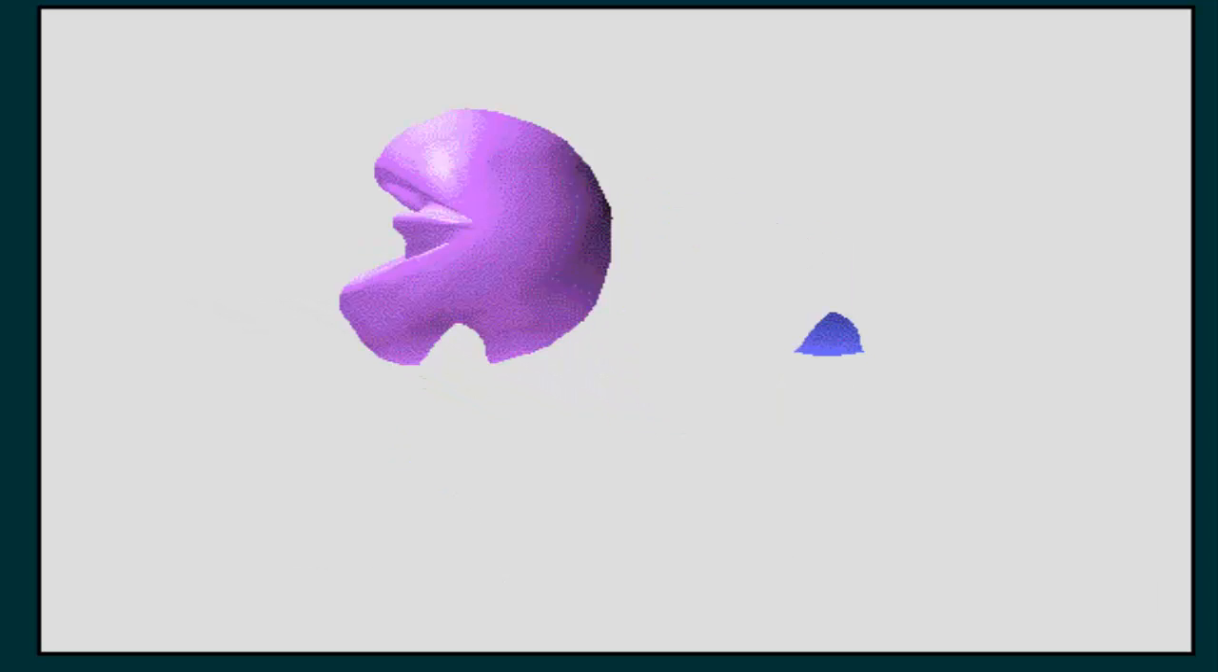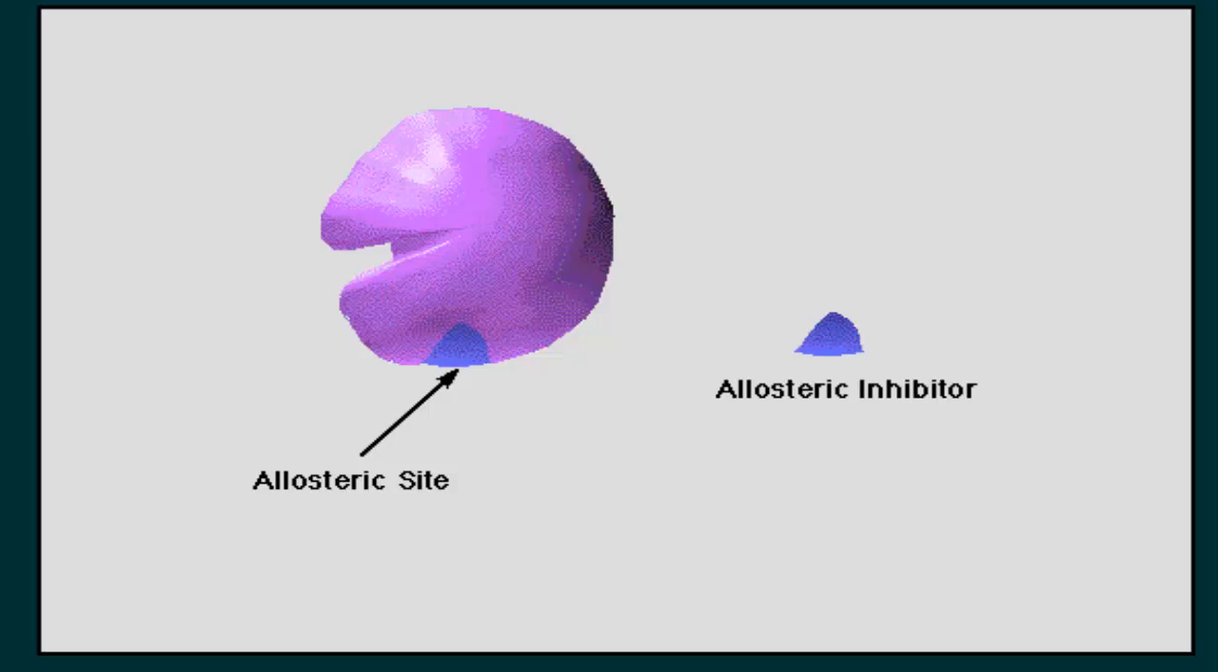The receptor site that binds a non-competitive inhibitor molecule is called an allosteric site. The non-competitive inhibitor molecule is called an allosteric inhibitor. Enzymes whose activities are controlled by molecules binding to an allosteric site are called allosteric enzymes.